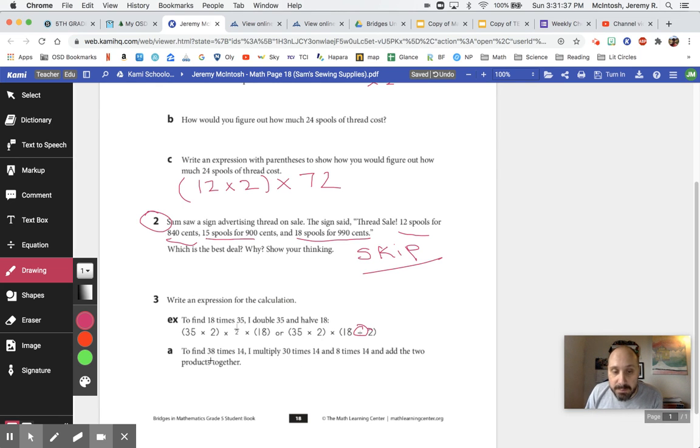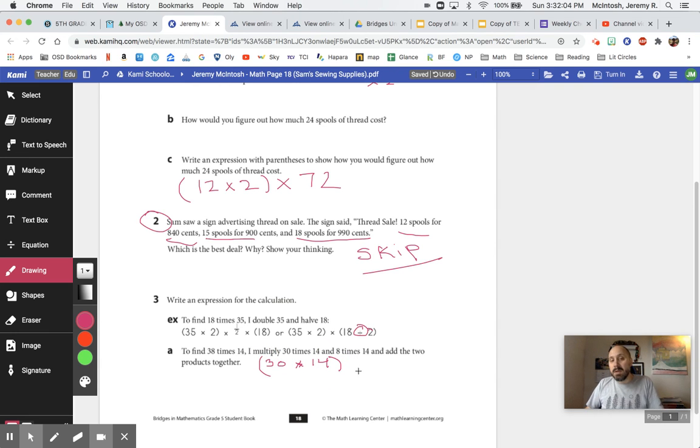So A, there's only one problem here. It says to find 38 times 14, that's the original problem. What I like to do is I like to multiply 30 times 14. Okay, I can write that down. I'm going to get you started here. And then 8 times 14, because we're splitting the 30 and the 8. And then I like to add the 2 together. I think you can do that.